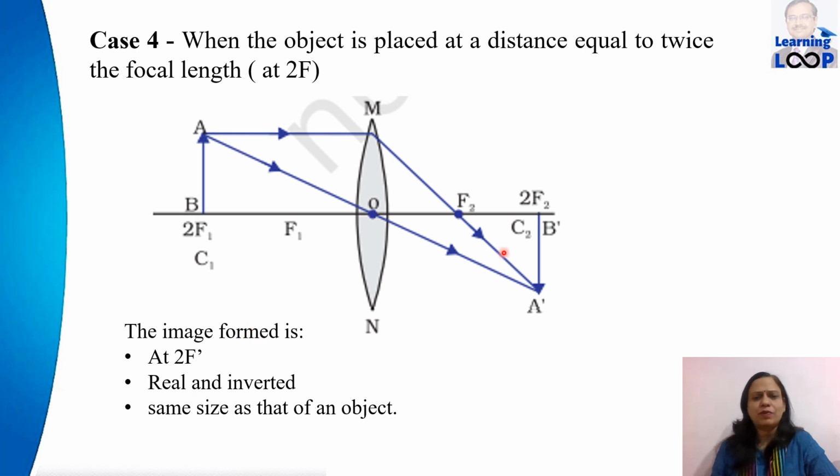So the image formed will be at 2F2 or 2F dash. It's a real and inverted image. As you can see, it's upside down, and also the size of the image should be exactly the same as that of the object. So be very careful while drawing this one. Draw it 2-3 times and get expertise on this one before you proceed to the next case.